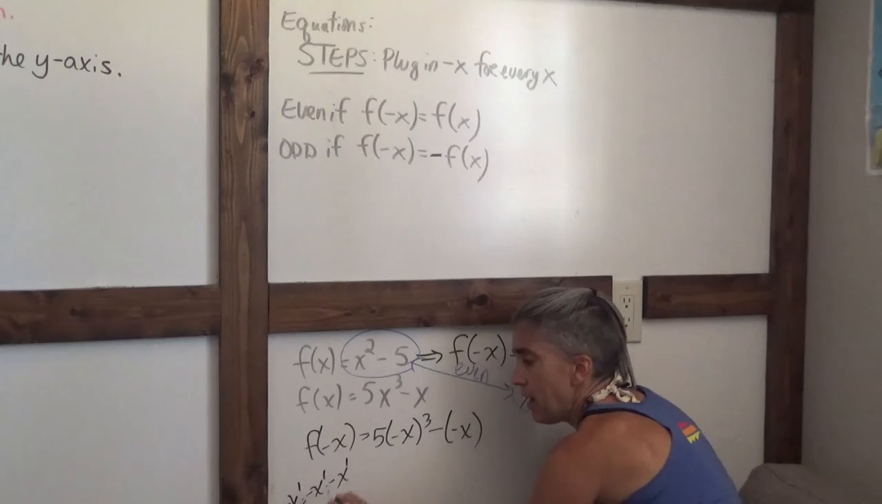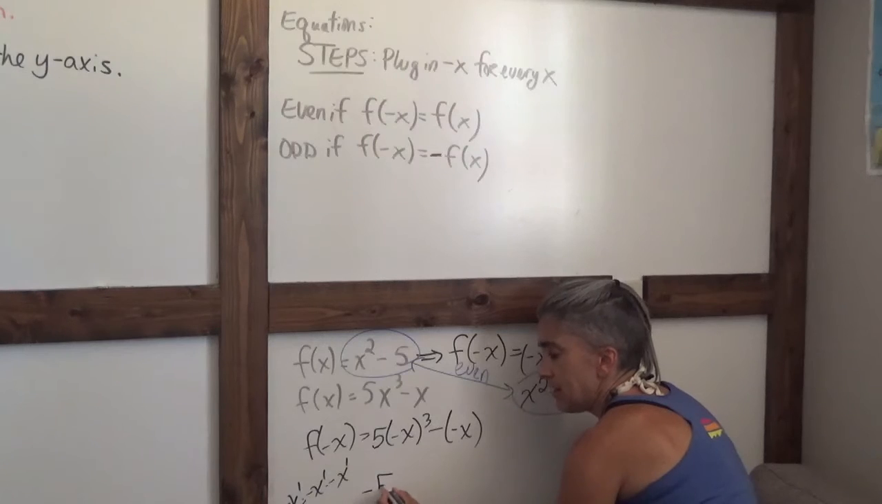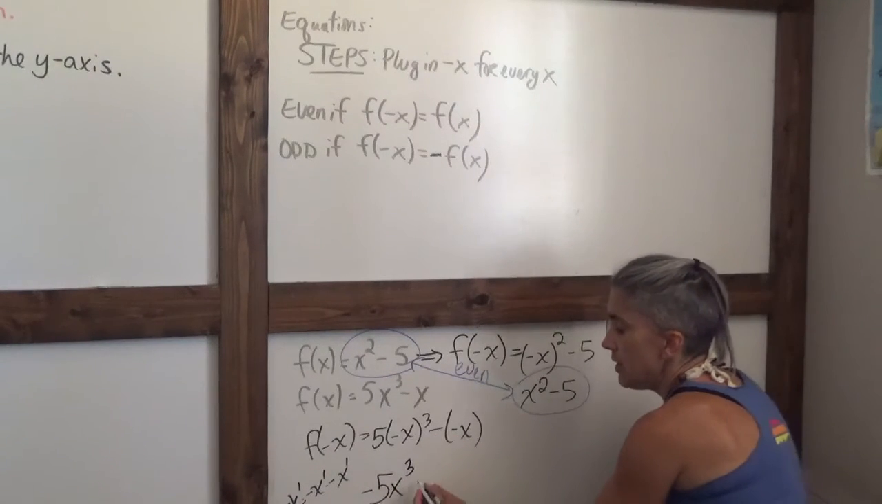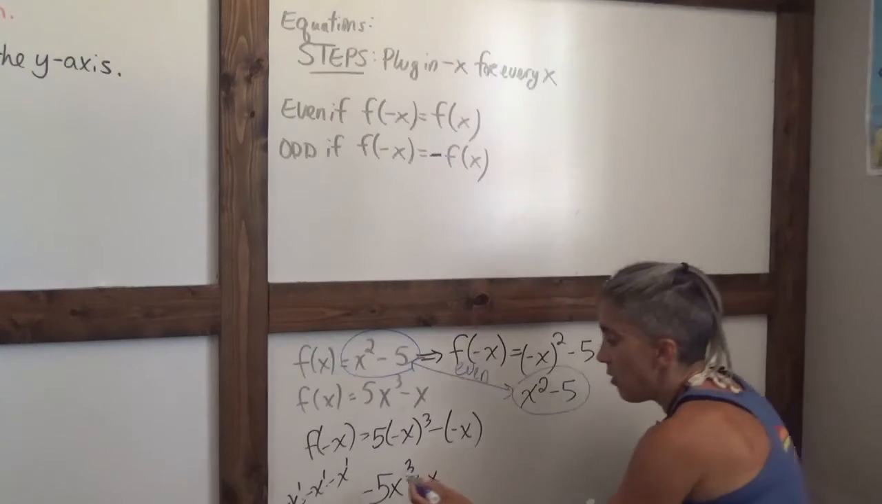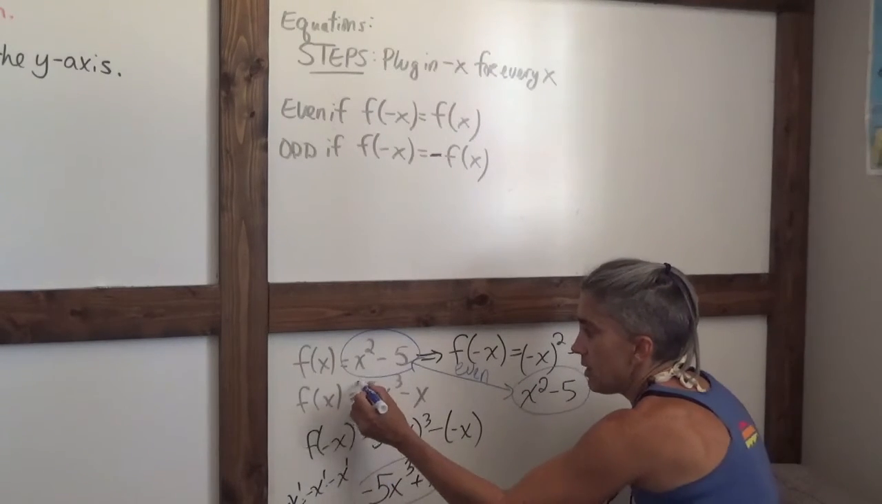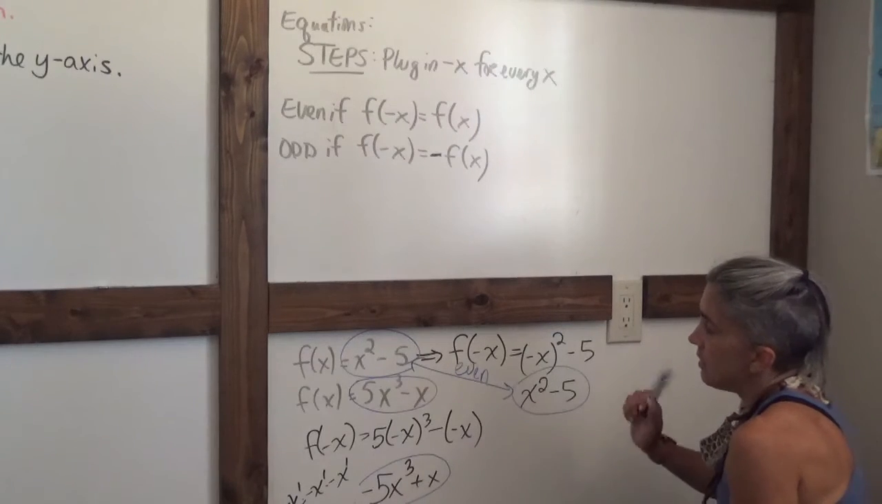And what do we do with the powers? We add them. So I have this as the answer for negative x cubed, but I'm multiplying it by a positive 5. So that makes it negative 5x cubed. And then what happens with these two negatives? It becomes a plus. So now I'm looking at what I got as a result of plugging in negative x, and I'm looking at the original equation above. So is it odd or even?